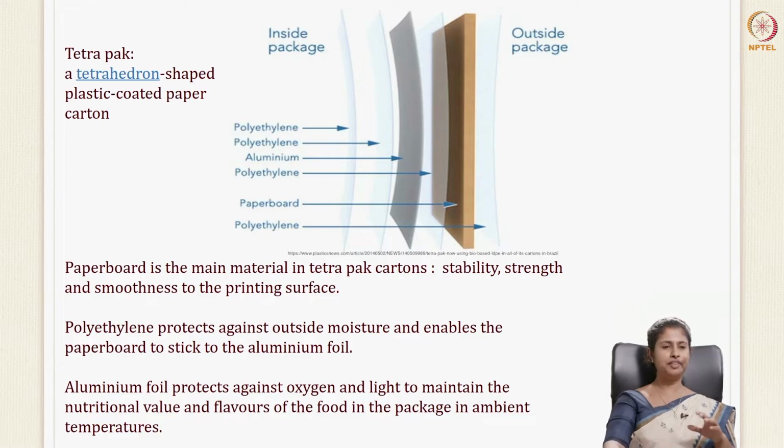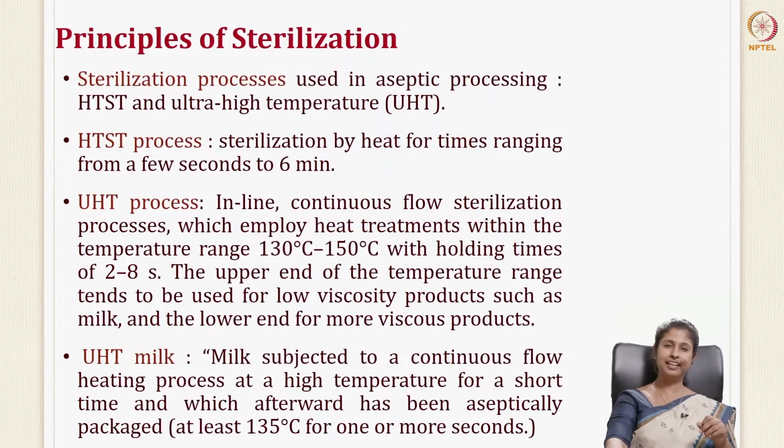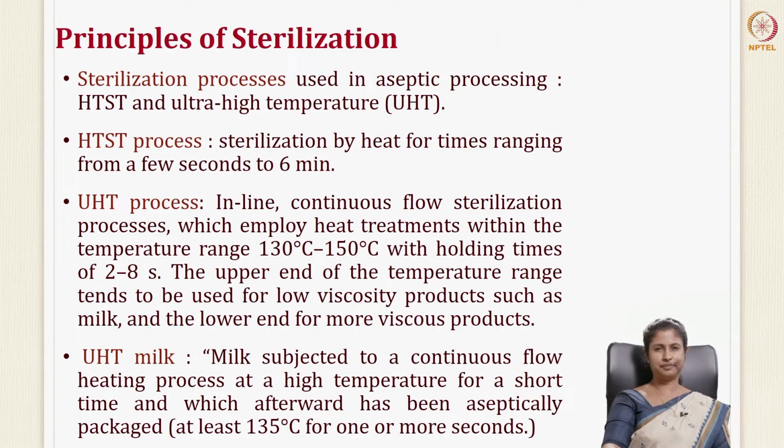Right? Now that you've understood what aseptic packaging is and what the layers in aseptic packaging are, let's go to the principles of sterilization. Now we'll go into separately talking about how to sterilize your product and how to sterilize your packaging material. When you start with the product, the sterilization process usually has 2 methods. One is the HTST and one is the UHT. In HTST, which is high temperature short time processing, you have to heat it at a higher temperature but for a little longer time than UHT, which is a few seconds to 6 minutes.